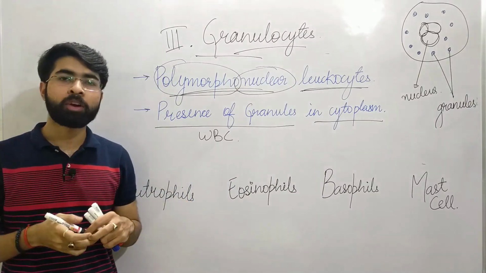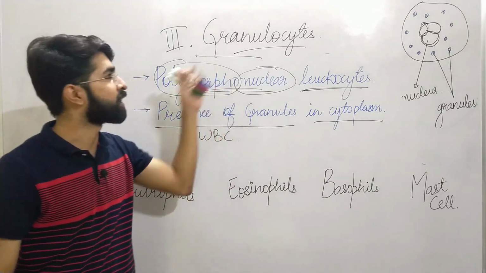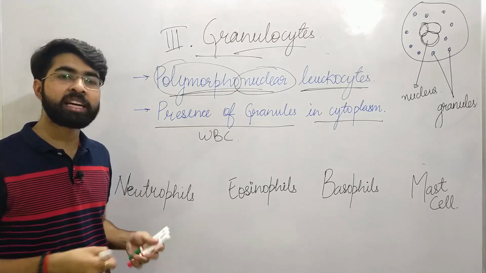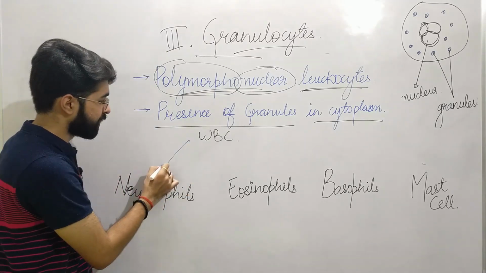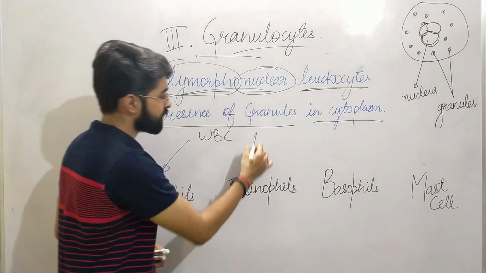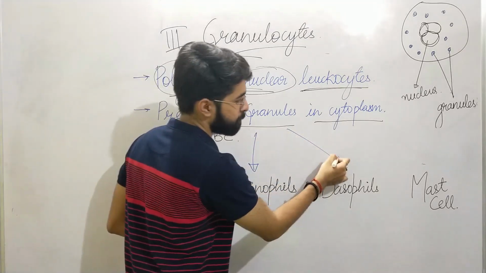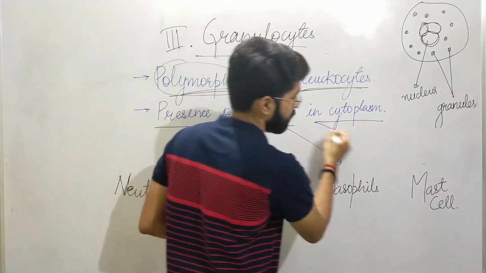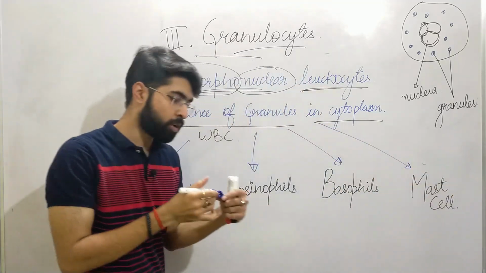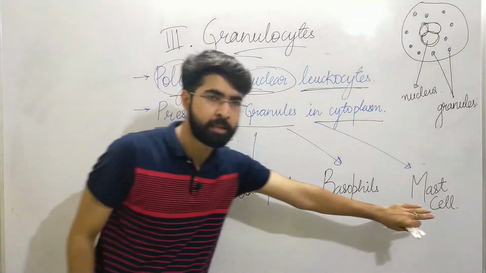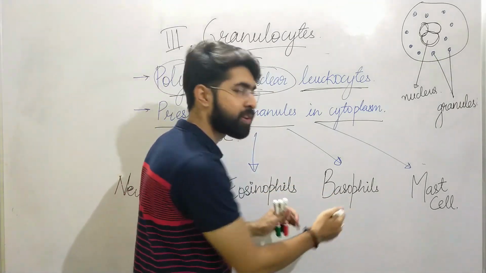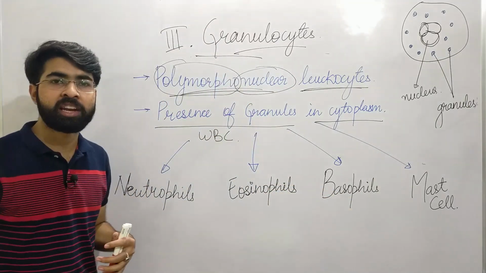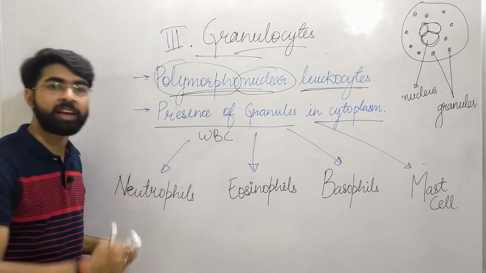Now coming to the differentiation of these granulocytes. They are basically divided into four different types. The first type is neutrophils, the second is eosinophils, the third is basophils, and the last are mast cells. Except for the mast cells, the naming of neutrophils, eosinophils and basophils is derived on the basis of their staining characteristics.